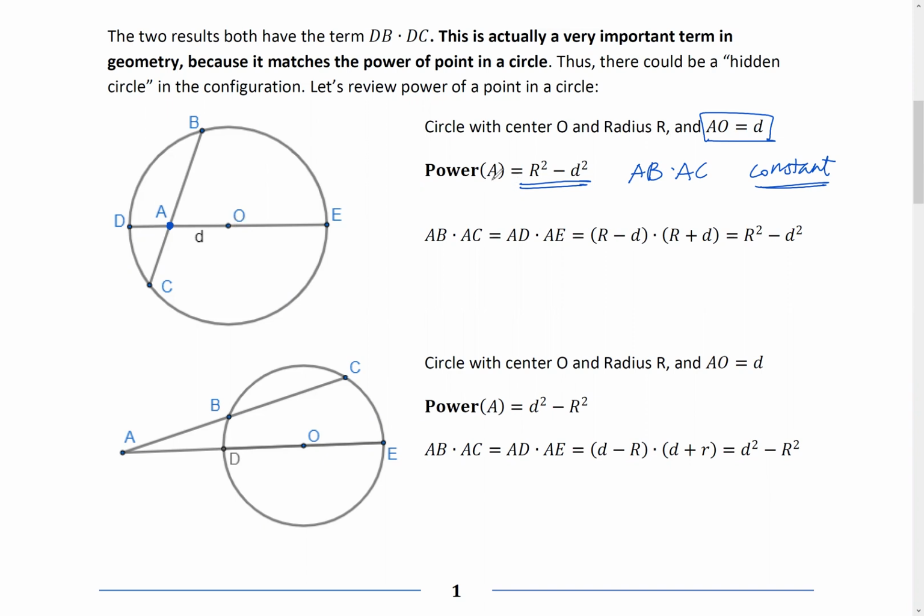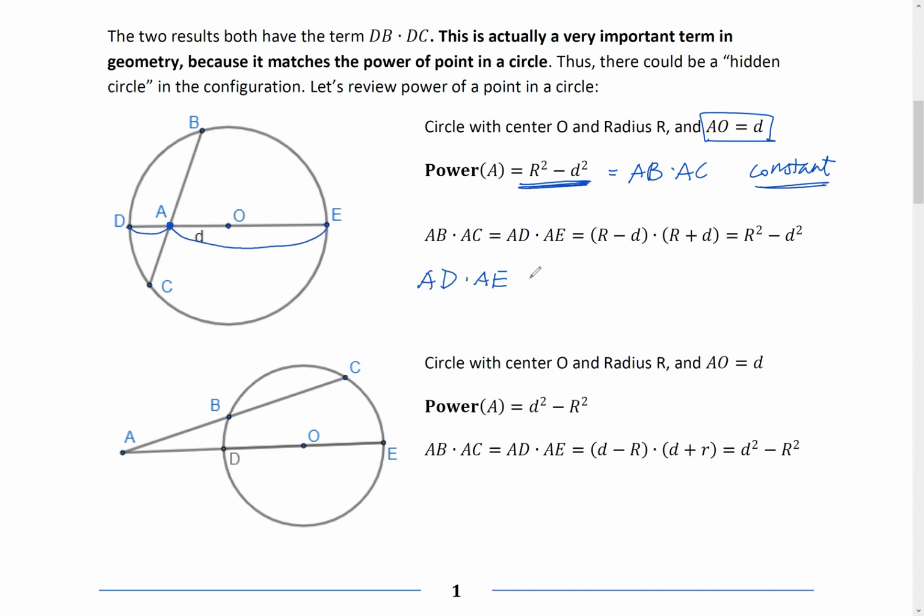So the power at point A equals R squared minus D squared, which equals AB times AC, which is a constant. It's a constant because the radius is fixed, the circle is fixed, and D is fixed because A is here. AO equals D. And why is this true? Where does R squared minus D squared come from? You can draw all kinds of chords passing through point A. Now, if you draw the special one that passes through the center O, basically a diameter, then AD times AE is also the power.